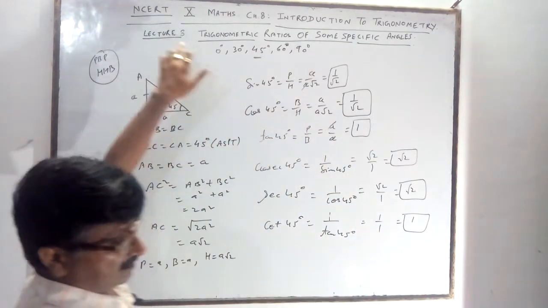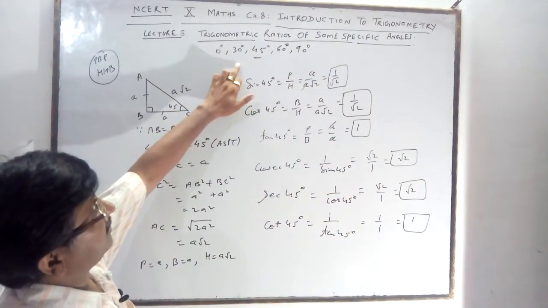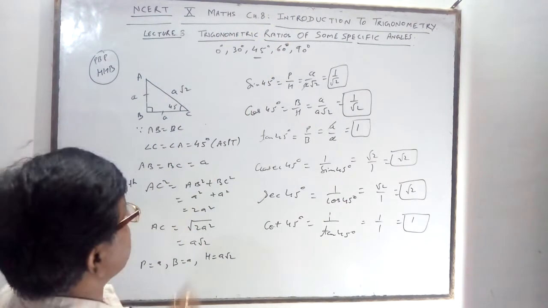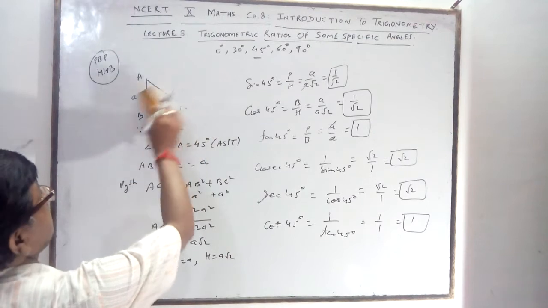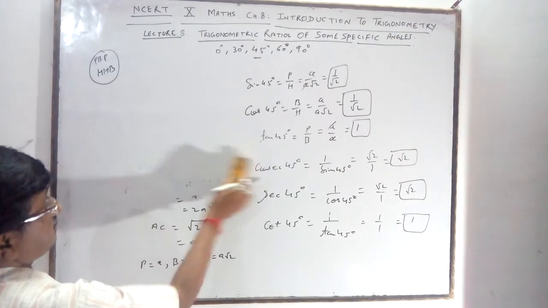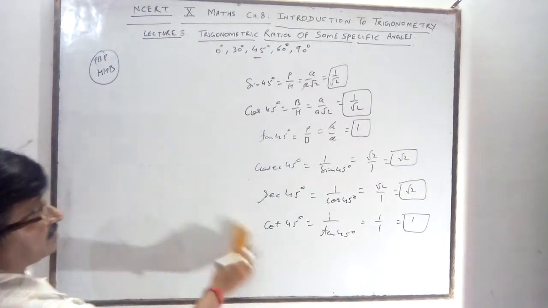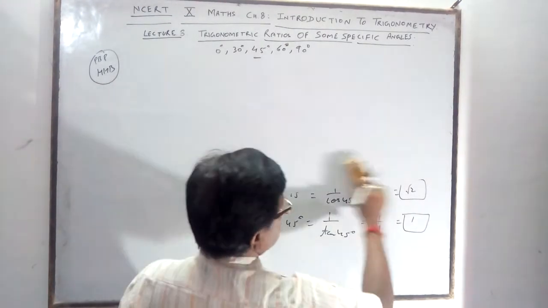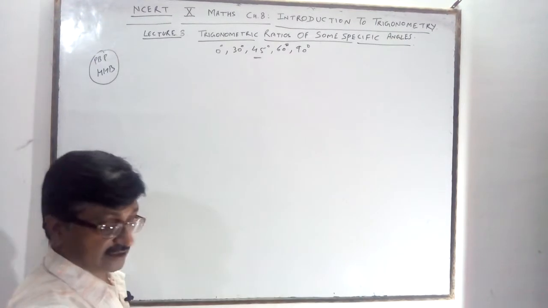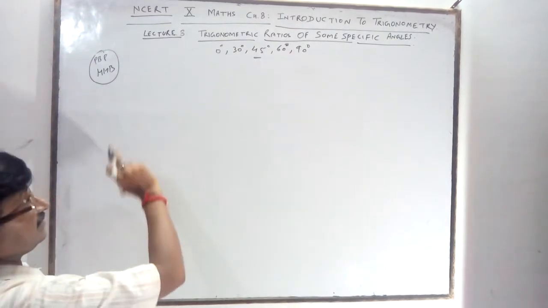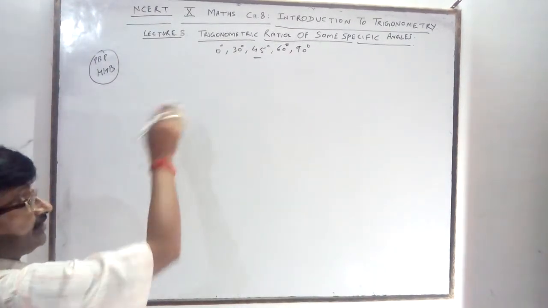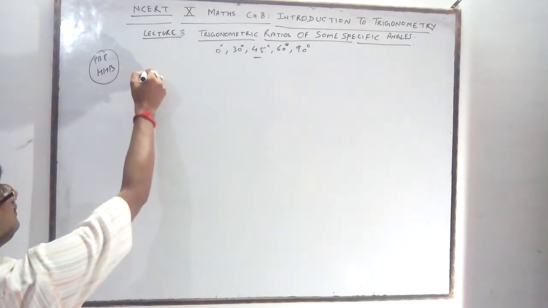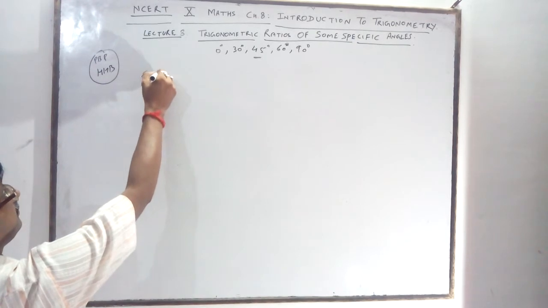Another one is given 30 degree. 30 degree and 60 degree will be solved by an equilateral triangle. This table you have seen. Now you will see how you get the 30 degree and 60 degree, but a right triangle is also needed. So both different angles you don't want. So for 30 and 60, we will take an equilateral triangle.